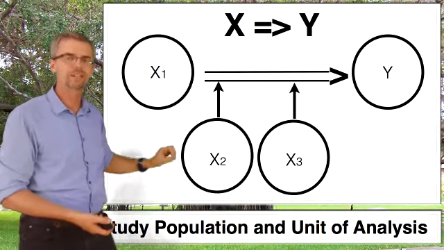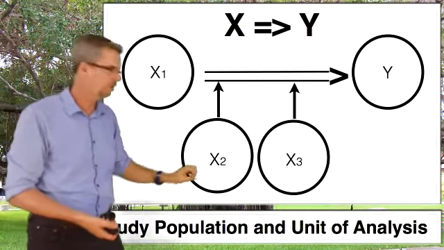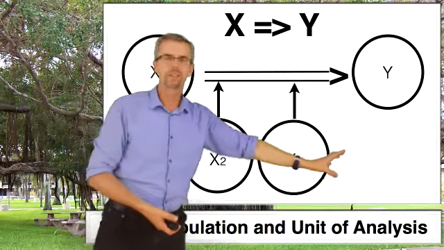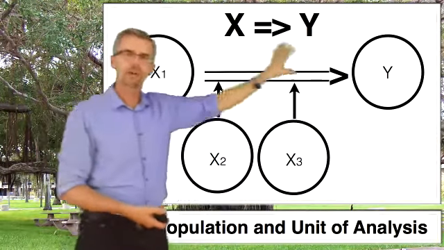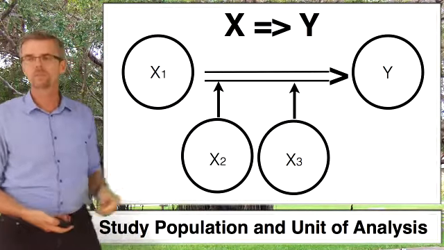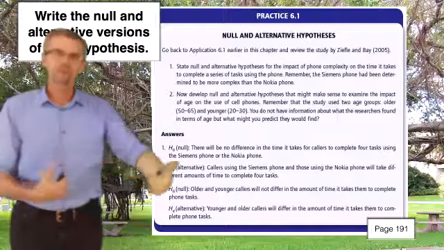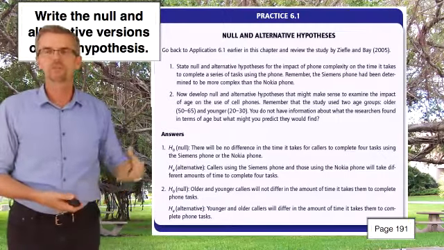Your study population, naming your study population has points attached to it. Naming your unit of analysis has points attached to it. And that should come very, very easily if you have diagrammed a good model. After you're done that, you write the null hypothesis and your alternative versions of your hypothesis.